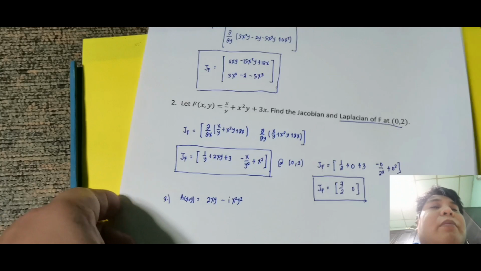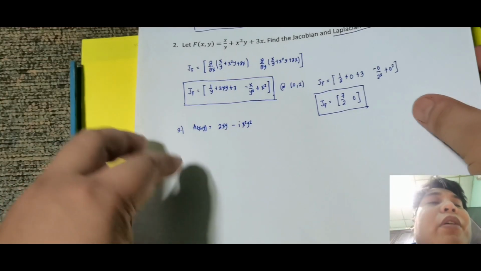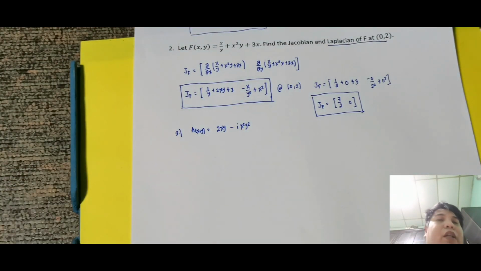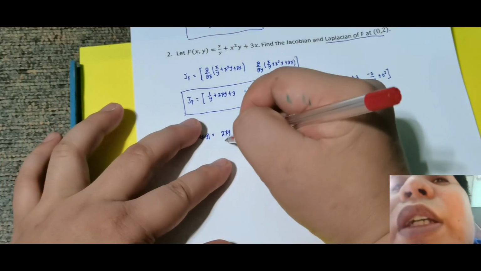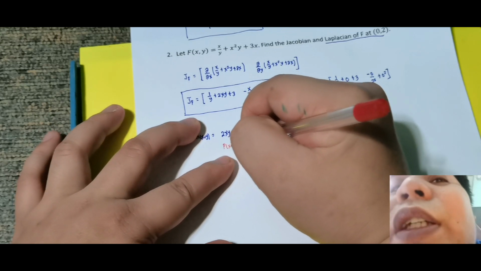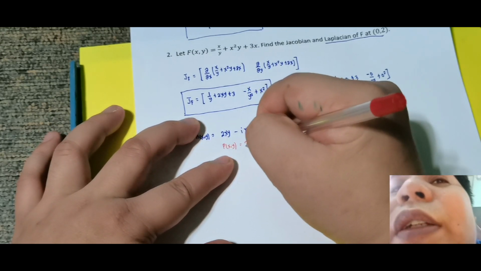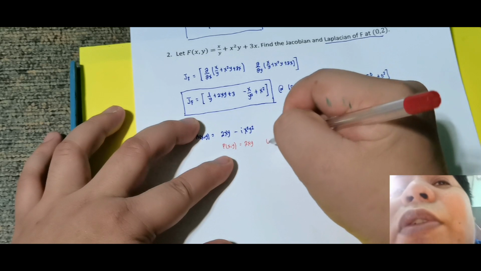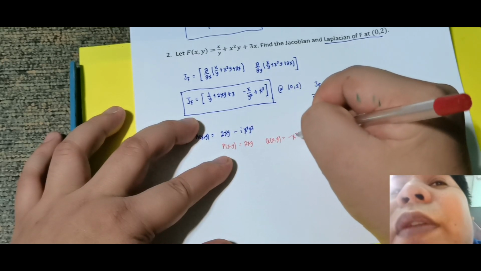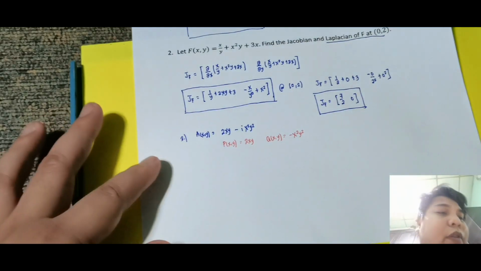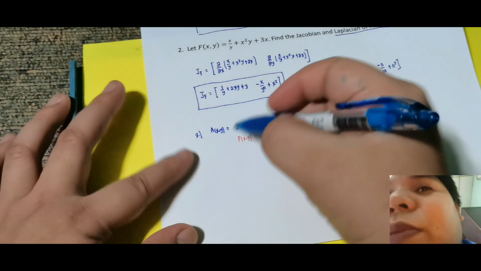So, pag ganun ang given, syempre, tulad ng kanina, bago natin hanapin yung Jacobian ng A, hanapin mo muna yung P of x, y at Q of x, y. So, dito, yung P of x, y is equal sa 2xy. Tapos, yung Q of x, y is equal sa negative x squared y squared. Okay, so, ready na tayong hanapin yung Jacobian of A.